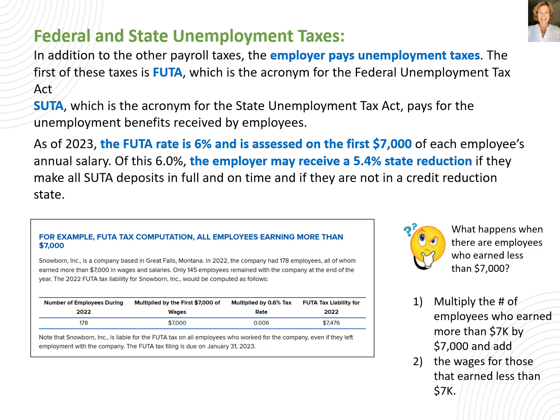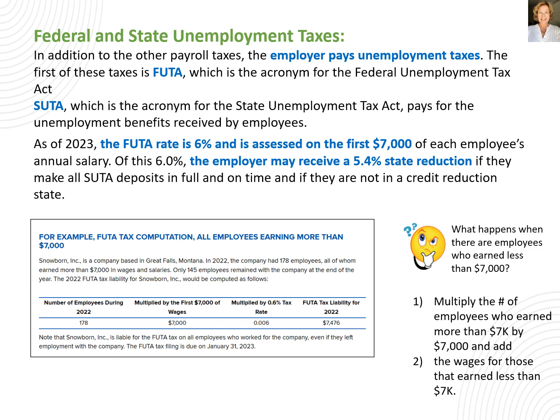However, there are quite a few states that have higher wage thresholds. The FUTA tax rate is 6%, but employers may receive a 5.4% reduction if they make all SUTA tax deposits in full and on time, and if they're not in a credit reduction state. The credit reduction occurs when a state takes loans from the federal government to meet their unemployment insurance obligations. It is important to know that the SUTA rate varies among companies and is based on employee turnover and layoffs.